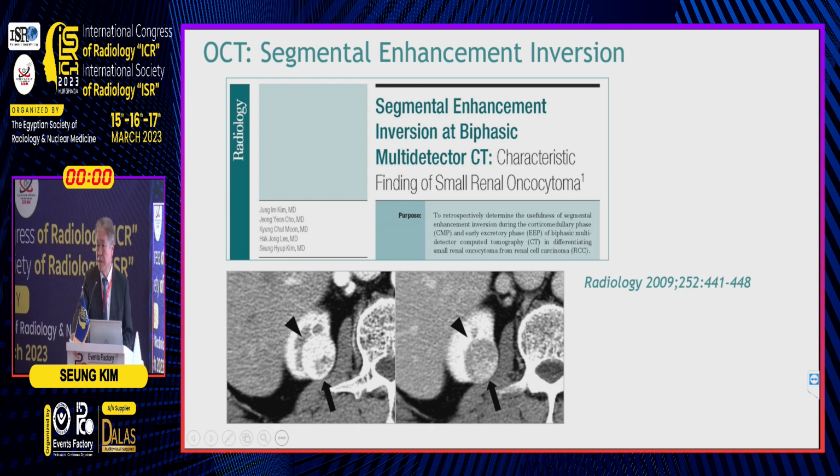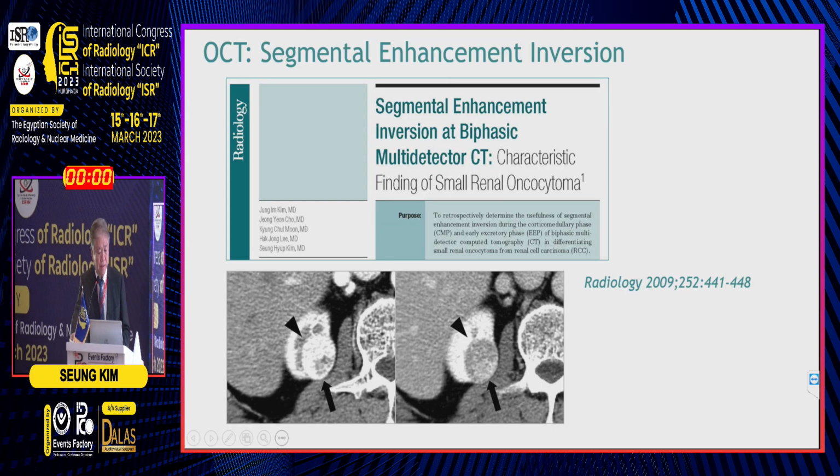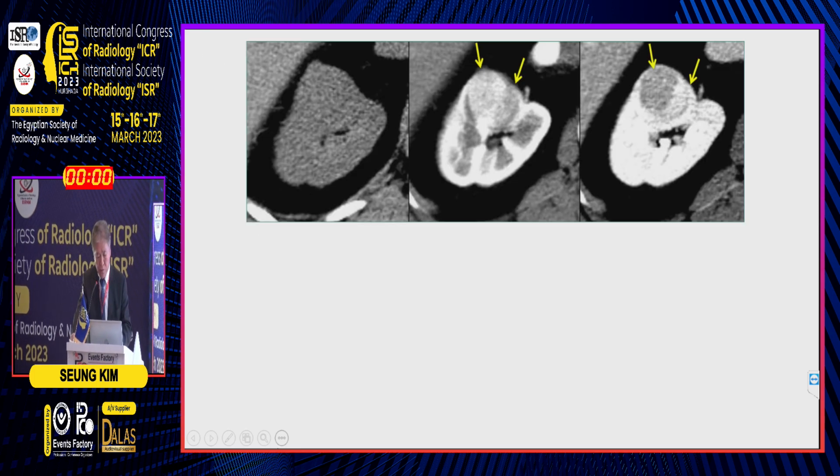My junior colleagues at Seoul National University Hospital did a study. Is it time out? So I'll hurry up. It is the so-called segmental enhancement inversion. Like these bottom two images, in the early phase there are a strong enhancement area and a low enhancement area, and in the late phase the relation is inversed. We call this finding segmental enhancement inversion. If the mass shows this finding, it suggests the possibility of oncocytoma.